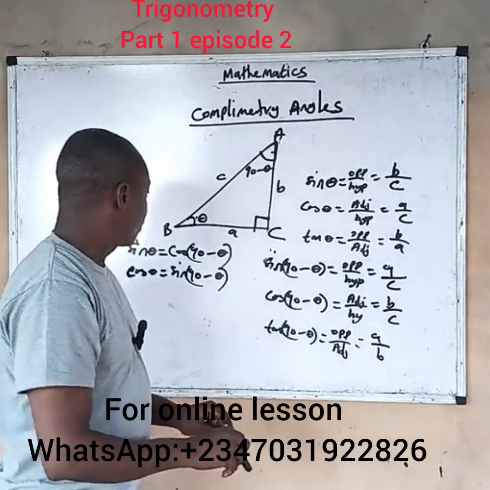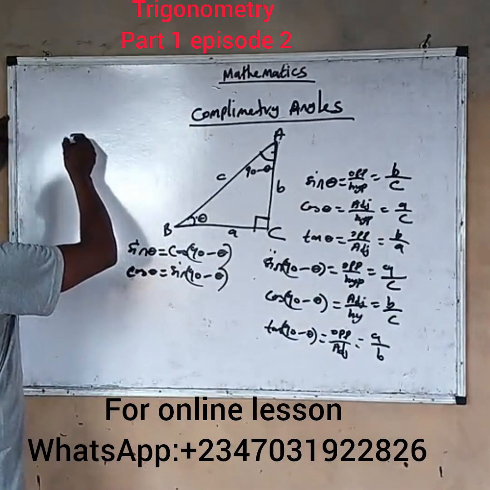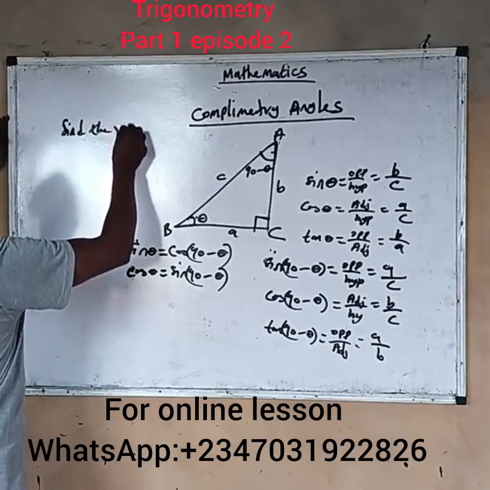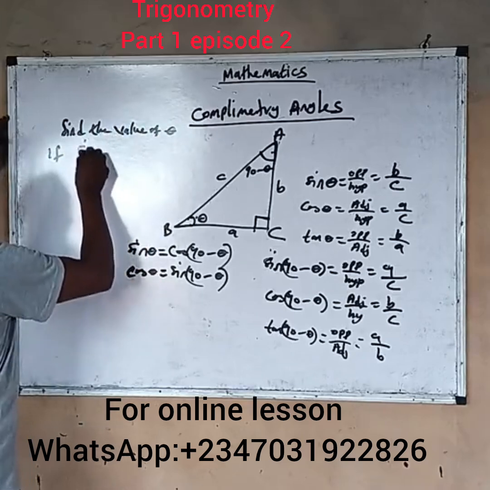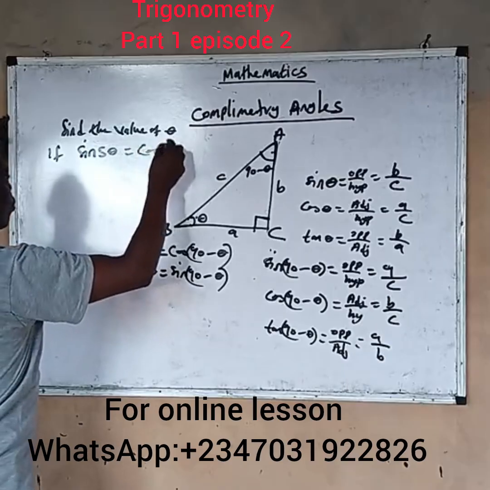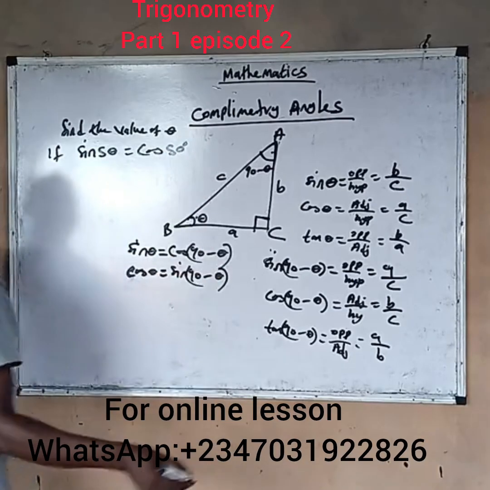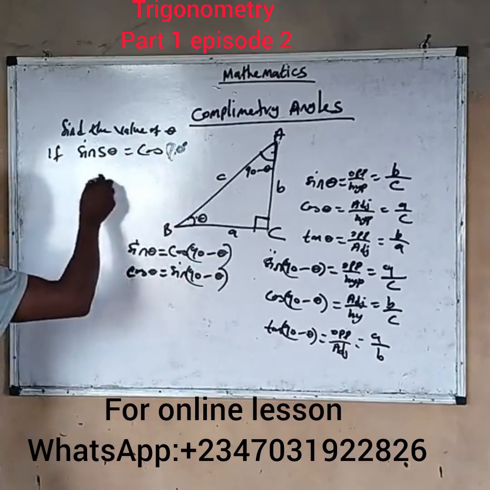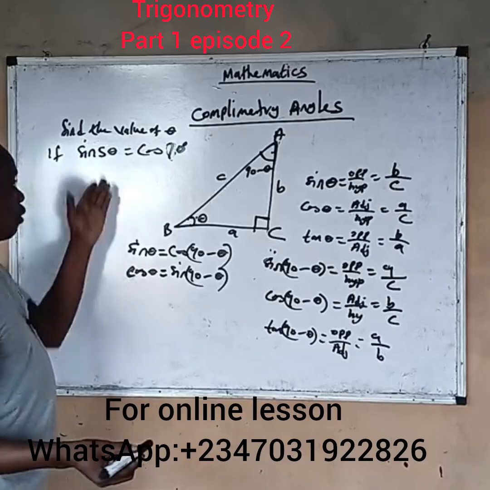Okay. For instance, if we are told to find the value of theta if sine 5 theta is equal to cos 70 degrees. So all you need to do is to apply this rule to solve something like this.